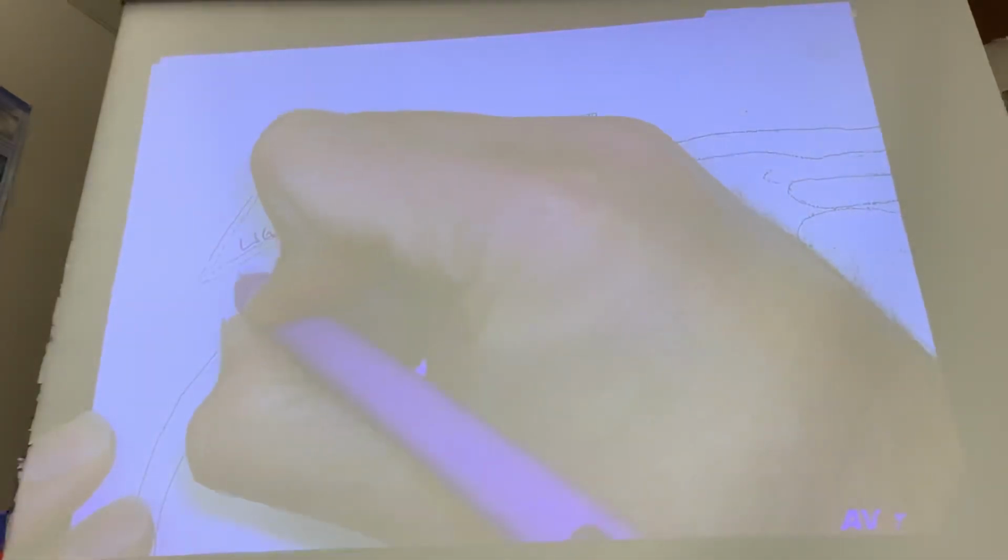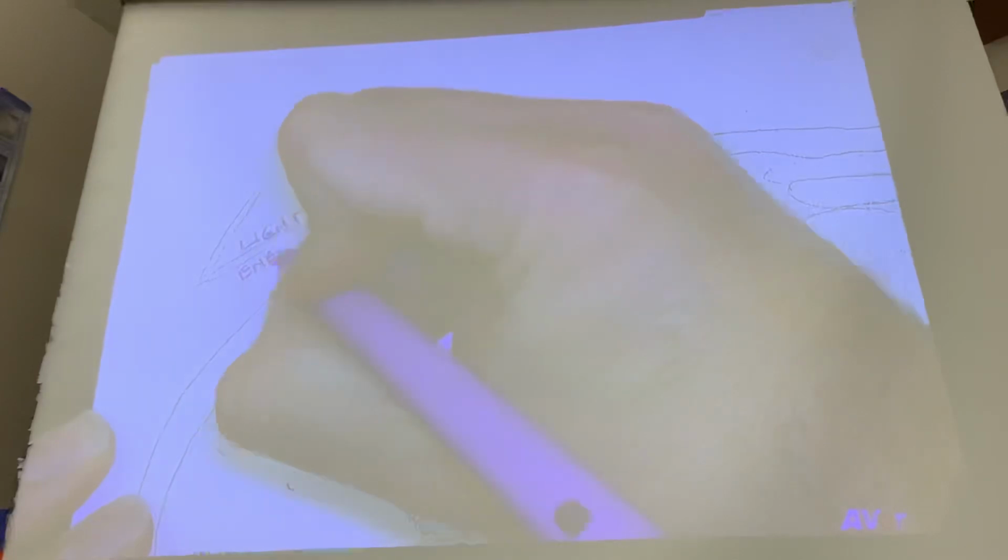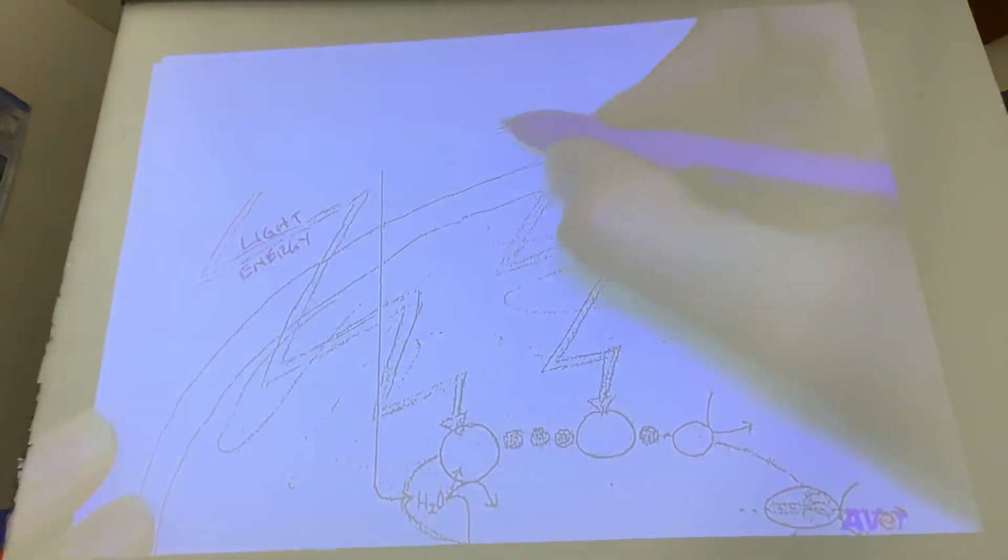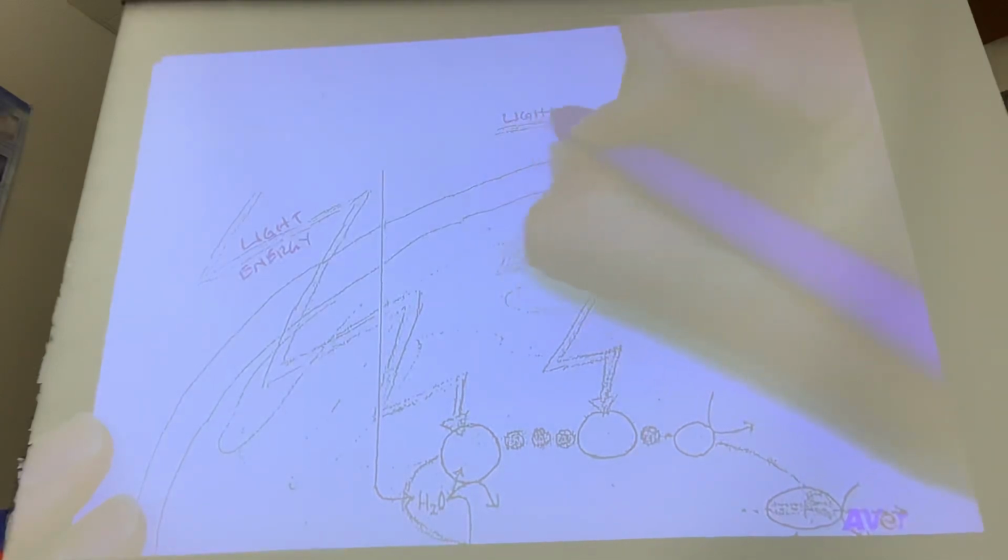All right, I'm going to write here light energy. And I'll write one on this too. And I'm writing light energy because it's not just sunlight.